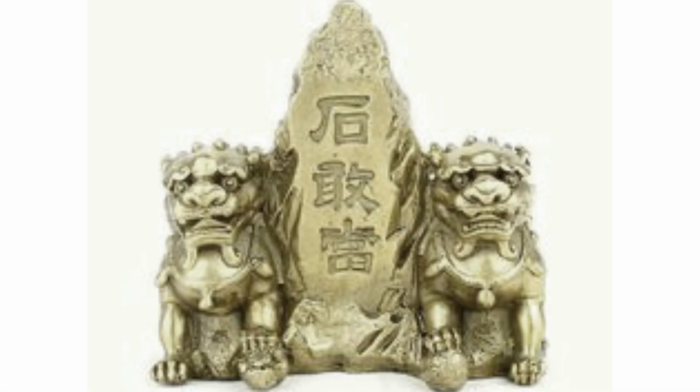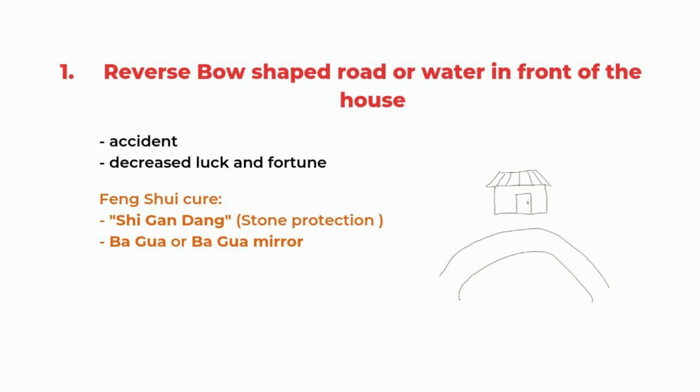The modern Shi Gan Dang has different shapes. A lot of them come with a pair of lions or other animals for extra protection. If you cannot find a Shi Gan Dang, you can make your own: find a good sized stone and write Shi Gan Dang in Chinese and just place it in front of the area with the curve, so it reflects back to the river or the street. You can also place a bagua mirror in front of the house, pointing at the curve of the road. Bagua is also a very popular tool to ward away evil and protect the house.